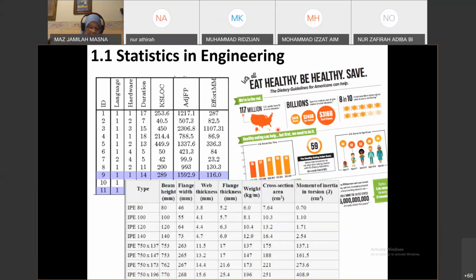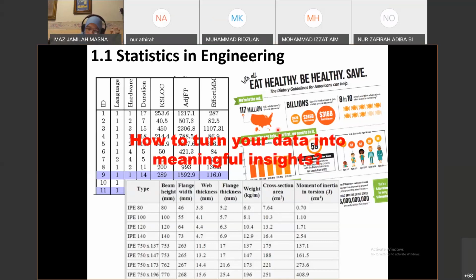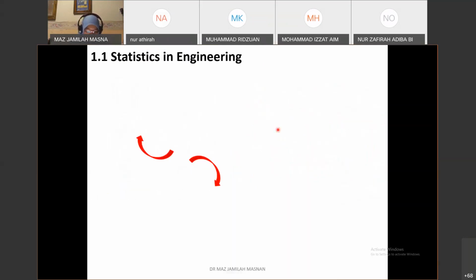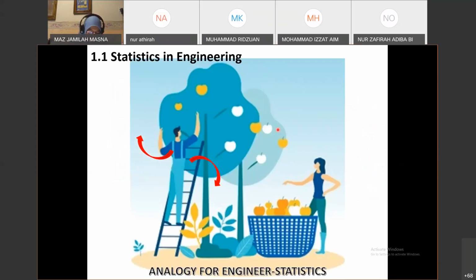Okay, so in this case, imagine that now you have your data, but the question is how to turn your data into meaningful insight, into meaningful information. So you will have to figure that out. So in order for you to figure out how, these are the things that we are going to discuss. Now, imagine you are this person, okay? You are this tall guy, standing on the ladder, trying to reach the fruits, okay? And you are now the engineer, okay?